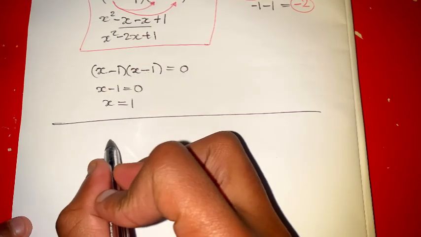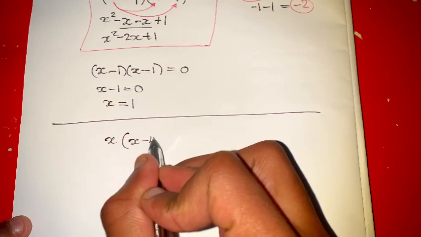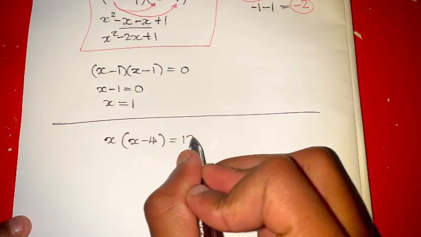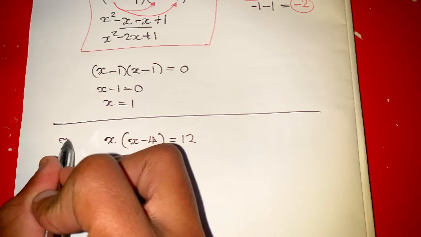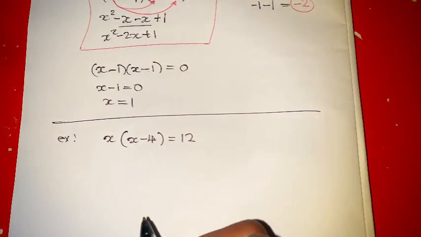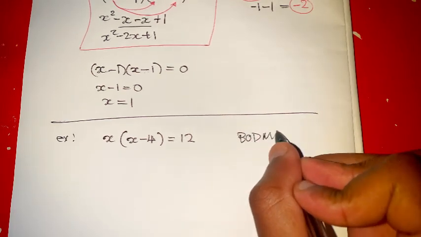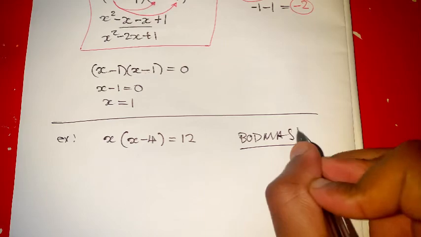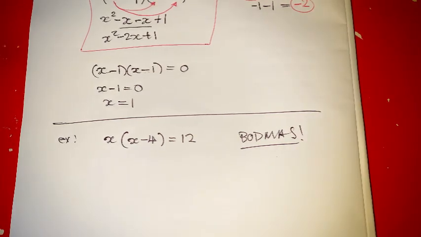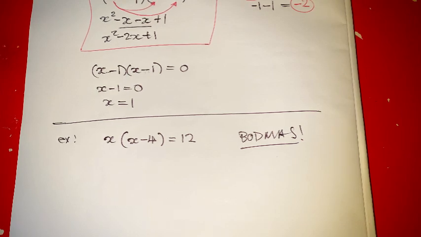So say now you have x minus 4 equals 12. This is another example that you can try. You can pause the video and try. The first thing you will do is use BODMAS. We've been using it in all of our videos, but now I'm just explaining it better so that you may understand.